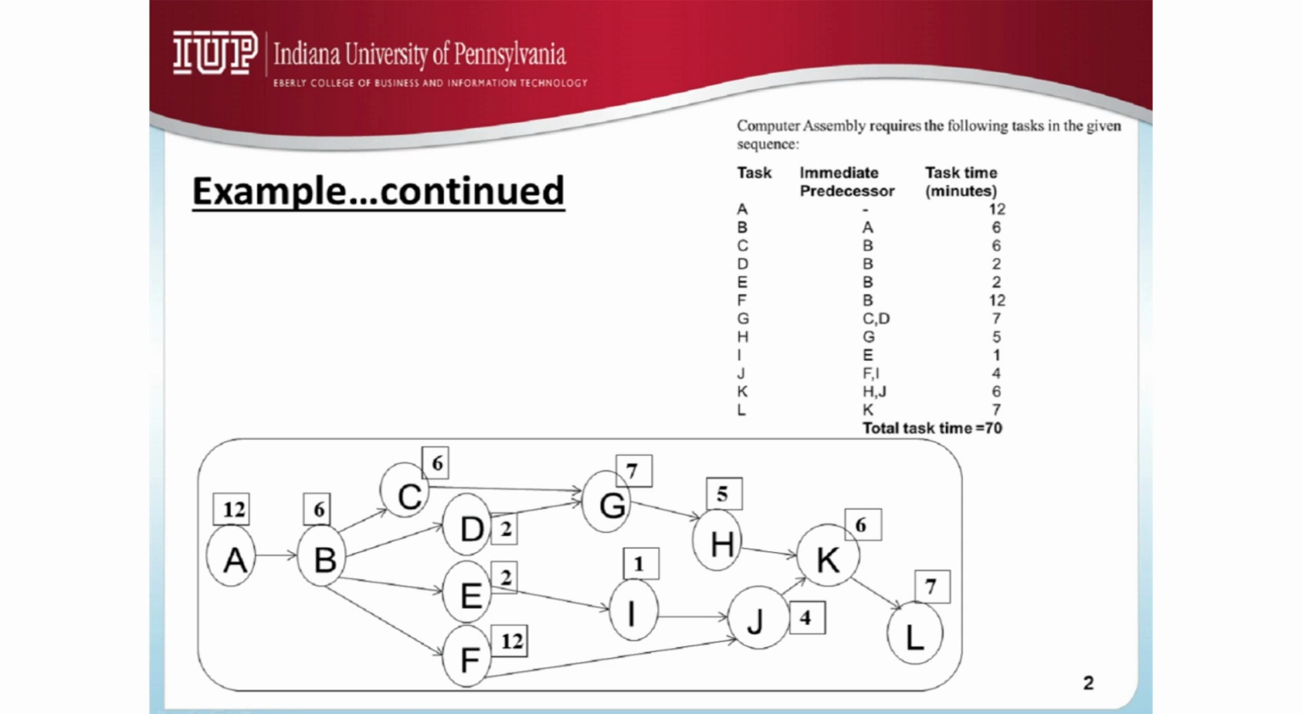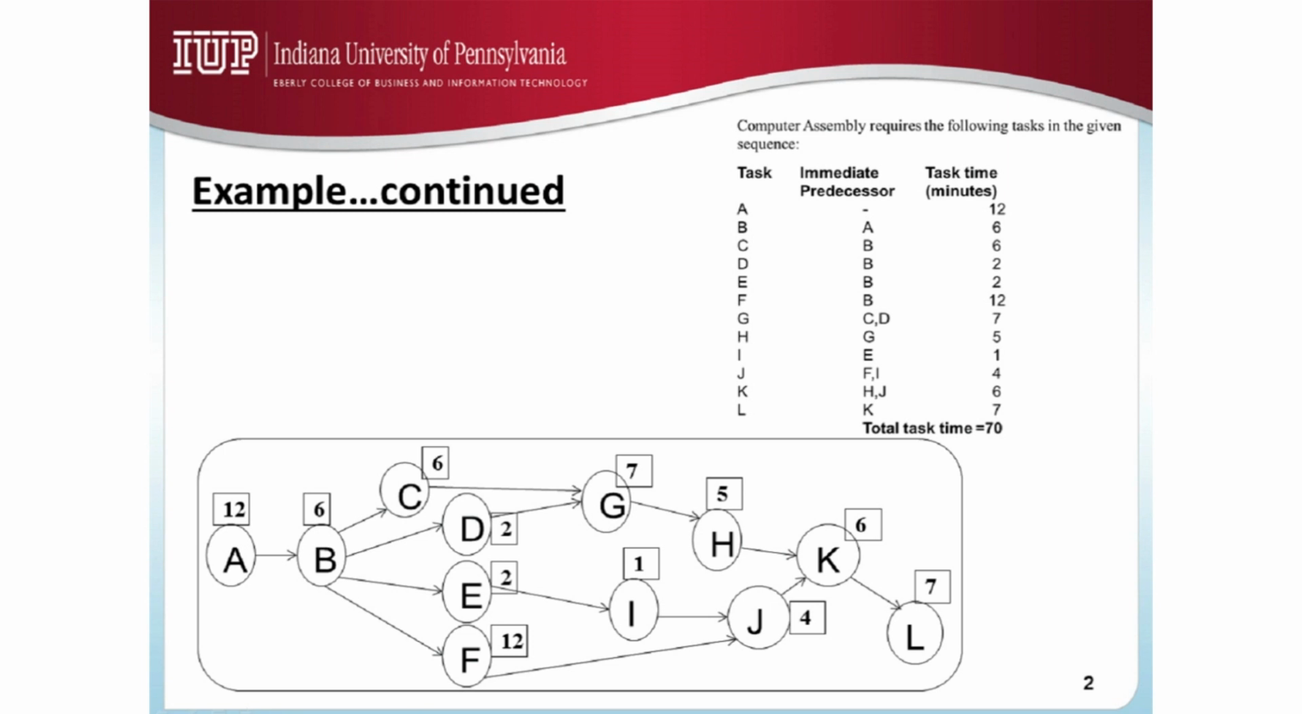If you look at this, you can say, does activity or task H precede I? Not necessarily. There is no precedence relationship between H and I. You can do I before H, you can do H before I. It doesn't matter. But between I and K, yes, there is a precedence relationship.